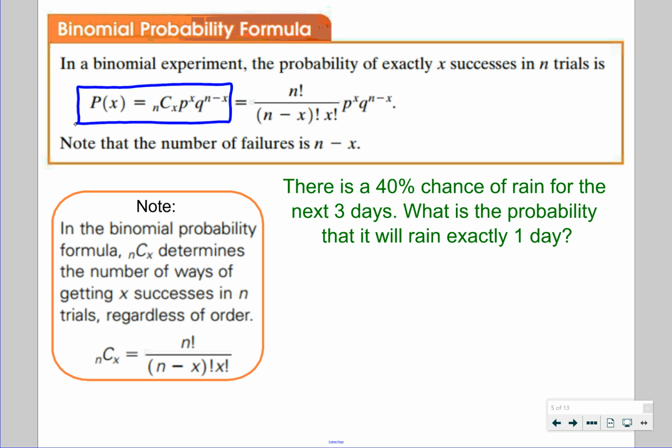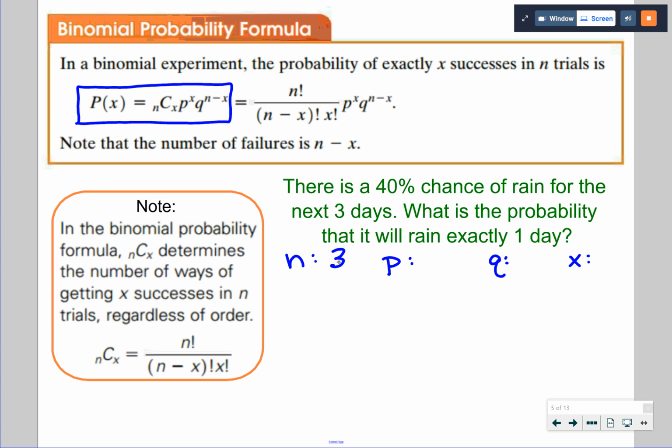So, example at the bottom here, it says there's a 40% chance of rain for the next 3 days. What is the probability that it will rain exactly 1 day? So you want to start by naming n, p, q, and x like we practiced. What is n? The number of trials. 3 days, yep. Probability of success, the probability of rain: 0.4. Q, the probability of no rain: 0.6. And X, how many days do we want it to rain?